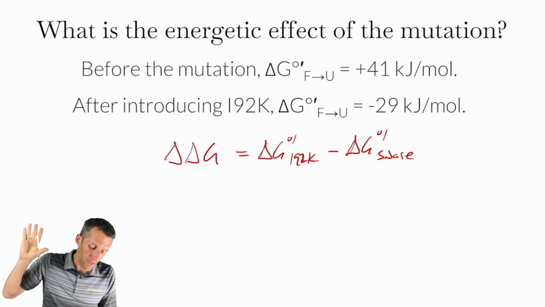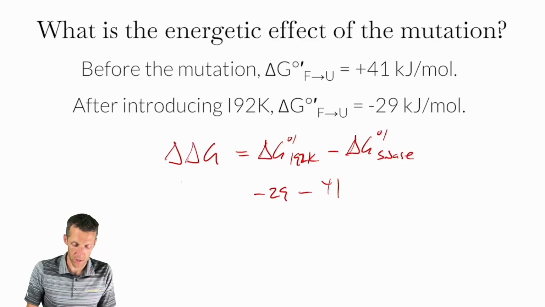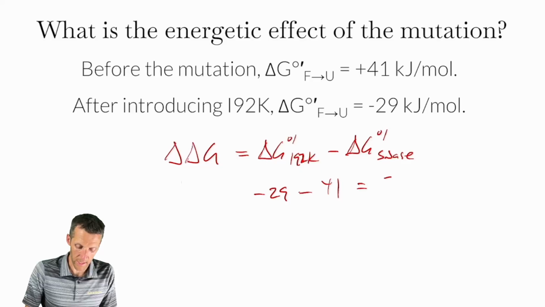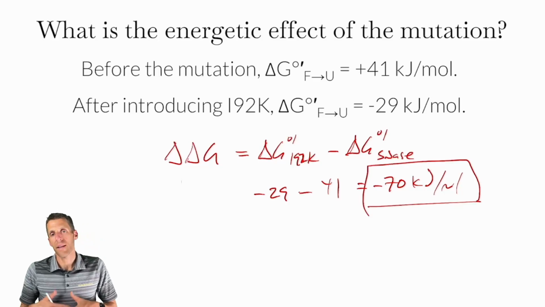But okay, we can just do the math. So we can say minus 29 minus 41, right? So we just substitute in those numbers, and I can do the math in my head, that gives us minus 70 kilojoules per mole. So the energetic effect is minus 70 kilojoules per mole.